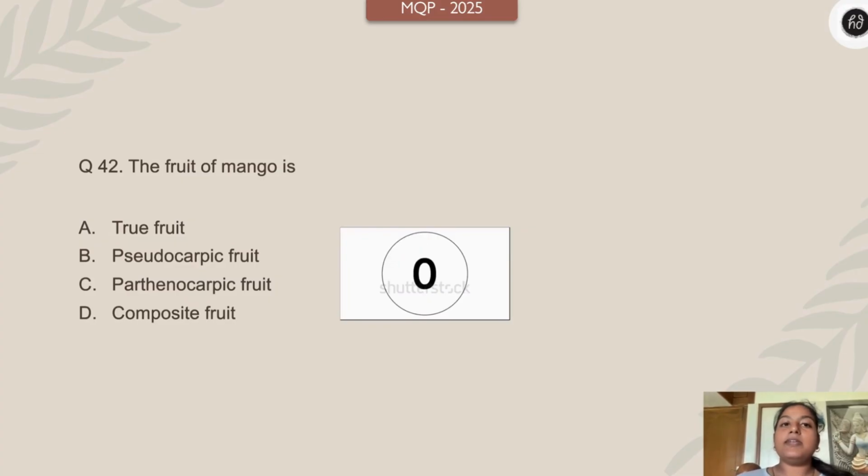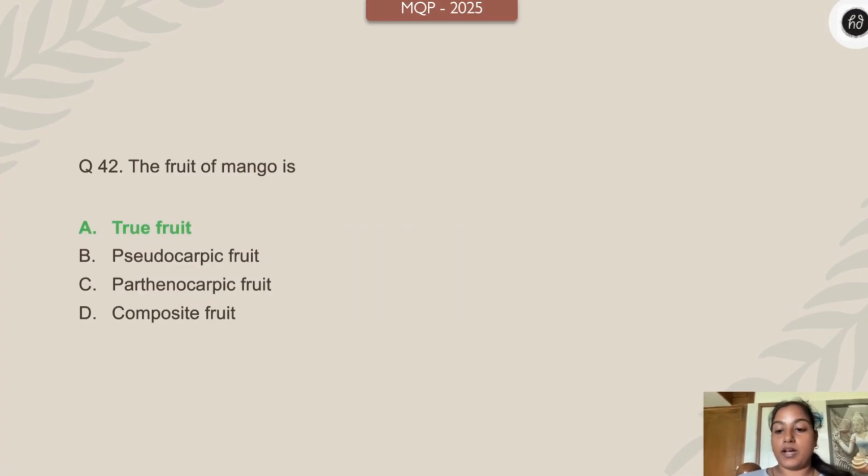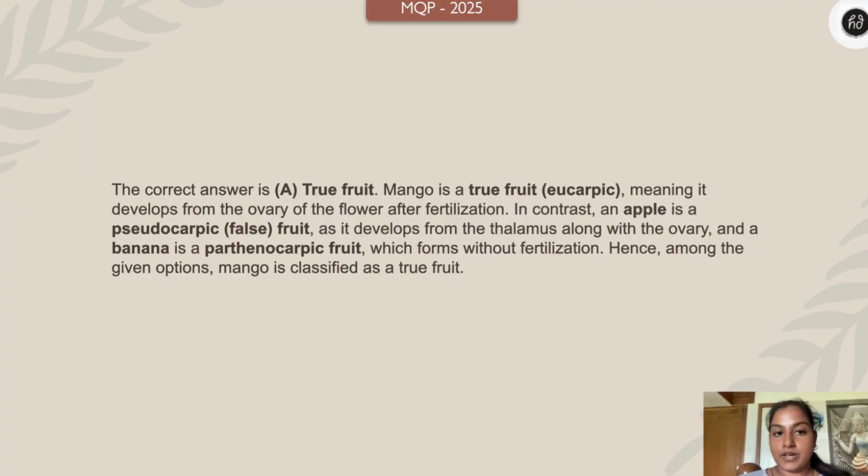Yes. So definitely mango is a true fruit, no doubt about that, right? It is eucarpic in nature, meaning it develops from the ovary of the flower after fertilization. The ovule becomes the seed and the ovary becomes the fruit. Whereas in contrast, an apple is pseudocarpic as it develops from the thalamus along with the ovary, and banana is parthenocarpic, seedless we say, which forms without fertilization, through vegetative propagation. Hence, among the given, mango is a true fruit.